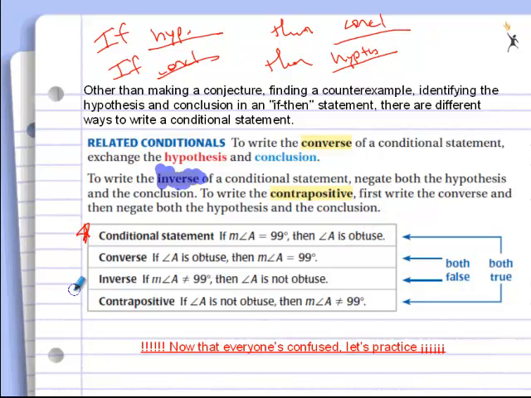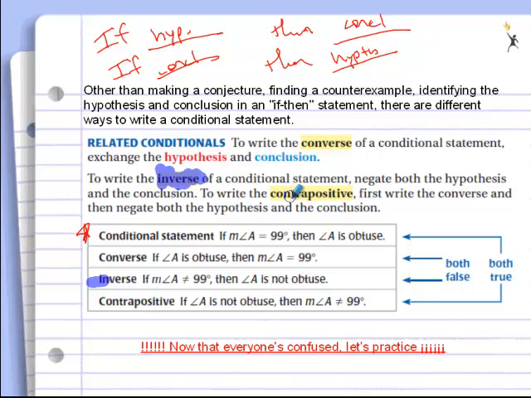Now we're dealing with the inverse, and the inverse is taking that statement and making it negative. If the measure of angle A equals 99 degrees was our conditional statement, now we just make it negative. If the measure of angle A is not 99 degrees, then we take our conclusion, then angle A is obtuse, and we make it negative. Then angle A is not obtuse. And again, making something negative or negating it is very simple. Just say the opposite of it.